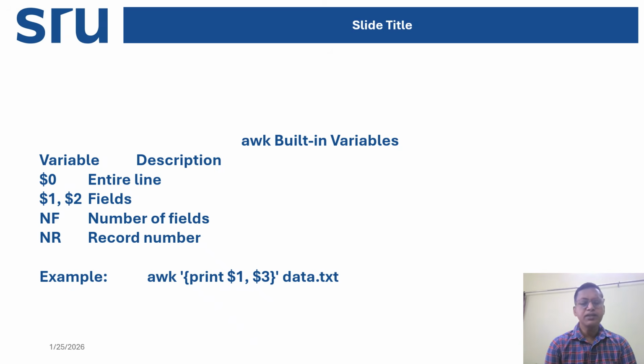Here is a simple example I have given. This is the general form: awk within single quotation, curly bracket, print is the command. It prints column 1 and column 3 from the data file, that is data.txt. So it simply extracts column 1 and column 3 data only from the given file data.txt.